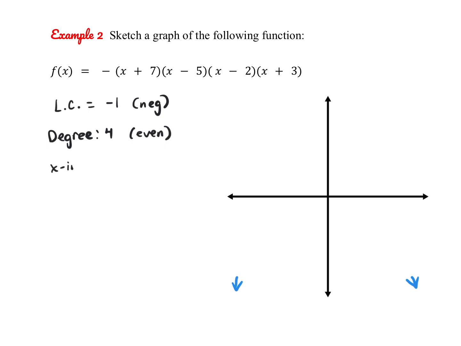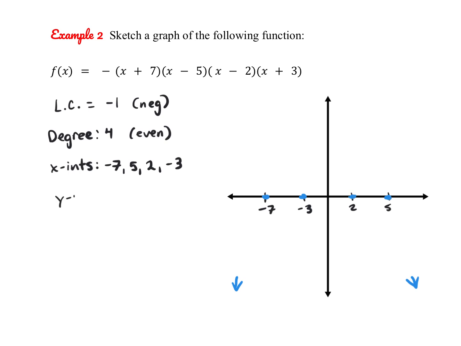For my x-intercepts, we can just write those out. We have -7, +5, +2, -3, always opposites. So again, super rough. Here's -7, here's -3, here's 2, and here's 5. So I have 4 x-intercepts.